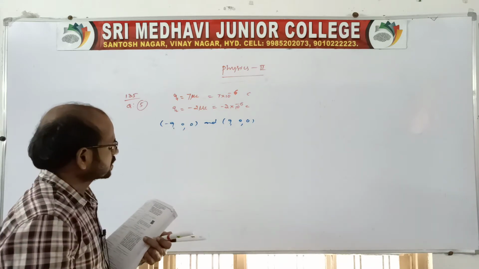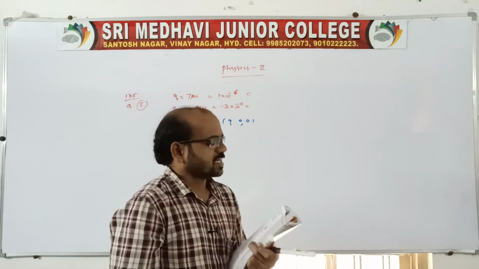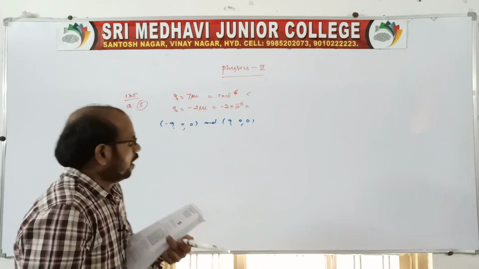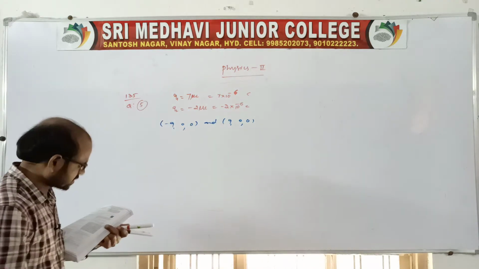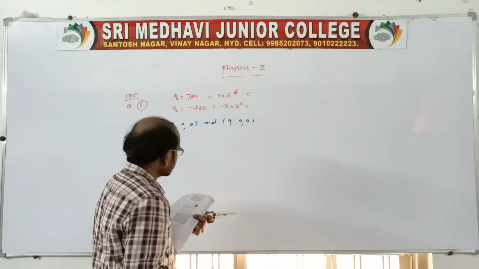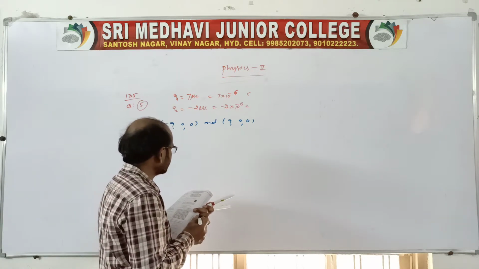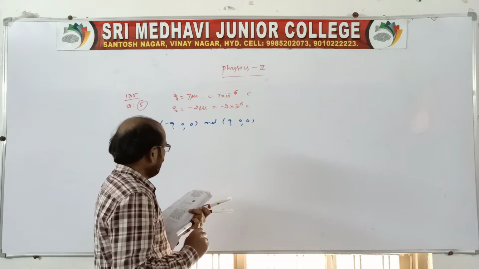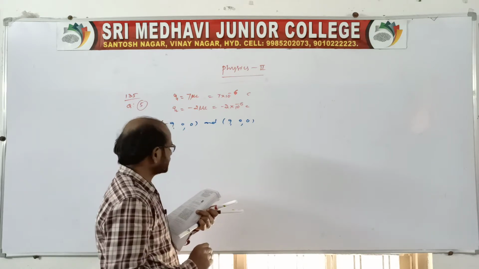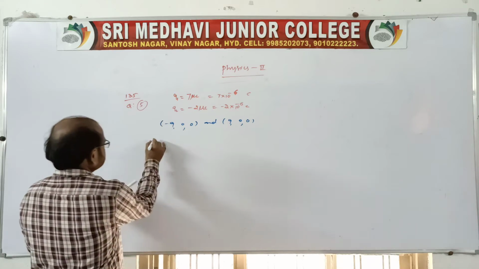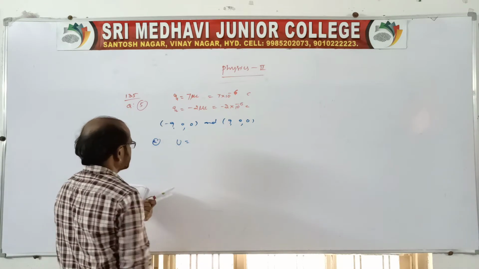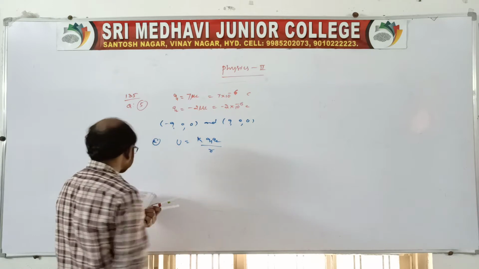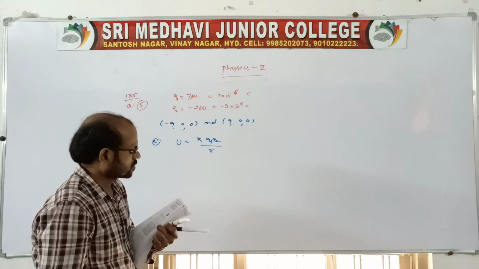How much work is required to separate the two charges infinitely away from each other? The first one is asking to find the electrostatic potential energy for the given distance, that is 9 centimeter. So you use the formula for electrostatic potential energy, Q1 Q2 by R, right?